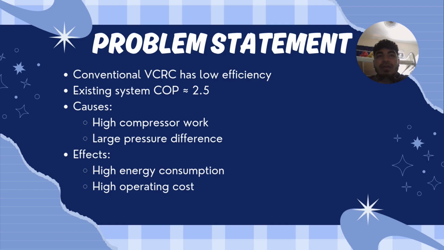The conventional vapor compression refrigeration system has a very low efficiency in our case. The existing system has a coefficient of performance, or COP for short, of only 2.5. This low COP is mainly caused by high compressor work and large pressure differences between the evaporator and condenser. As a result, the system consumes more electrical energy and has a higher operating cost.